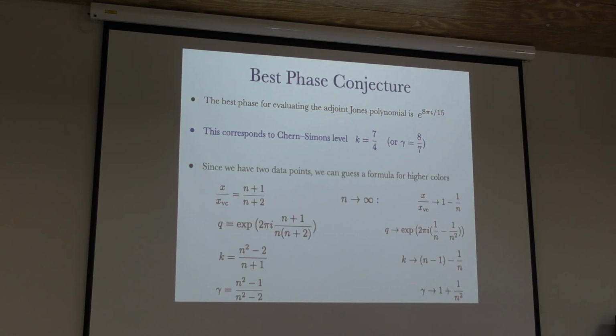Since you have two data points, you can guess the formula for general colors. The guess is that the phase is 2 pi i (n+1) over n times (n+2). You can look at the limit as n goes to infinity, and it's the kind of limit you expect for the volume conjecture.